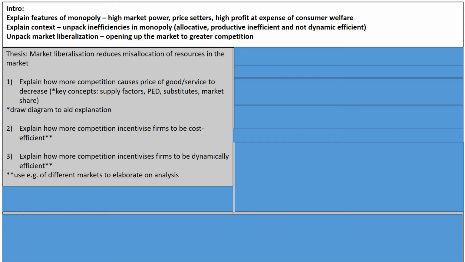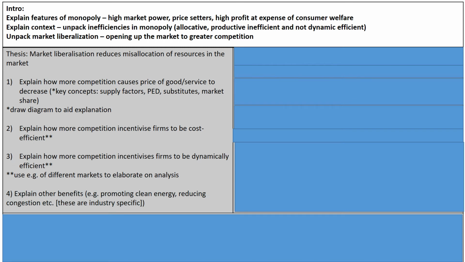And for point 2 and 3, as you are explaining this, don't only explain it in terms of theory, explain how you can use different examples of different markets to elaborate on your analysis. Maybe you can bring in things like the public transport market. Maybe you can bring in industries like the electricity market, or whichever market you feel comfortable with, which helps you substantiate your point. Bring those examples in.